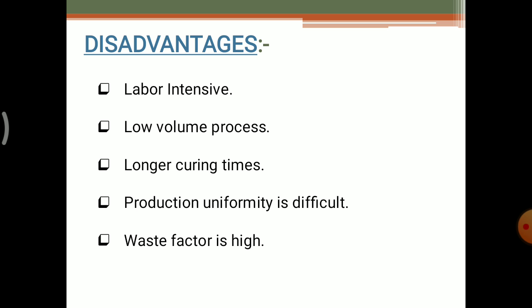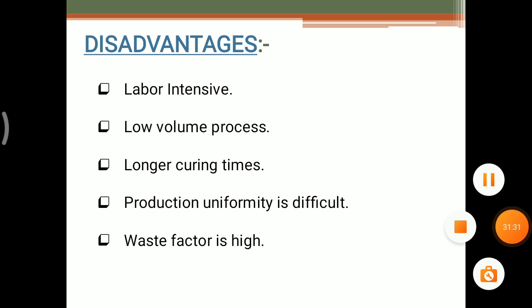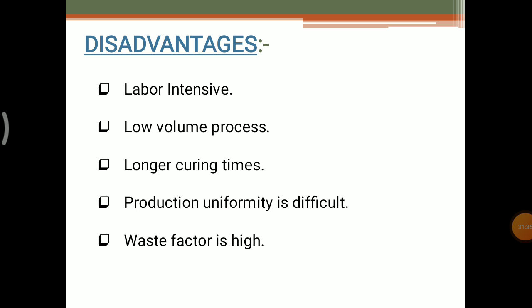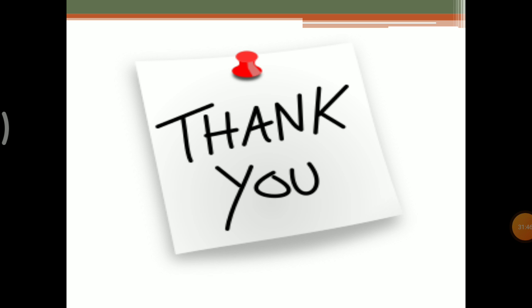This is a disadvantage. Next one is that production uniformity is difficult. When we produce many products in mass production, all the designs in the production are the same, but the changes caused in the production lead to non-uniformity. So production non-uniformity is a difficulty. Next, the waste factor: some extra waste is produced in this process also. So the waste factor is also high in these methods. So these are the disadvantages of the spray layup method. And thank you.